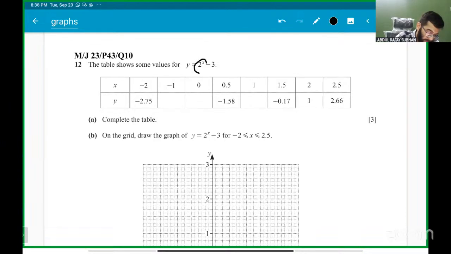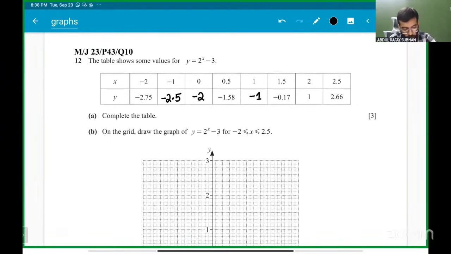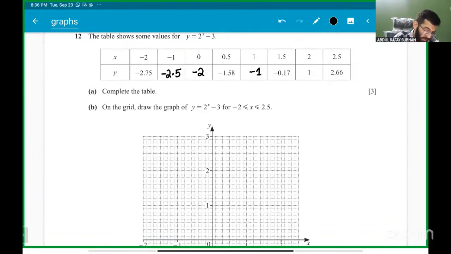You try. When x is the power of -1, 2 power -1 is half. Half minus 3 will be -2.5. When x is 0, 2 power 0 is 1. 1 minus 3 is -2. When x is 1, 2 power 1 is 2, and 2 minus 3 is -1. So we have got all three marks directly by just giving the solution.